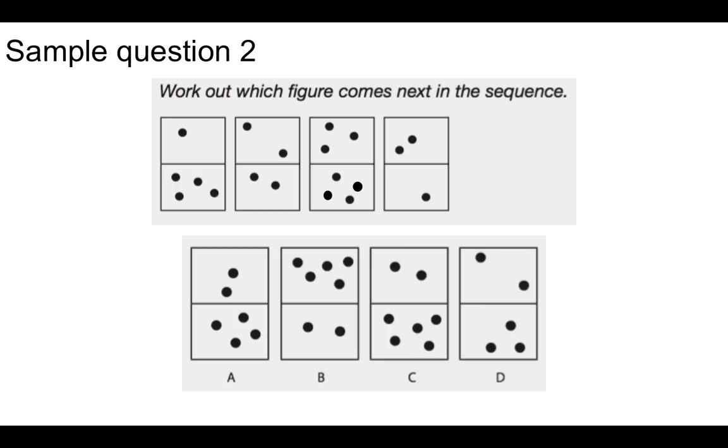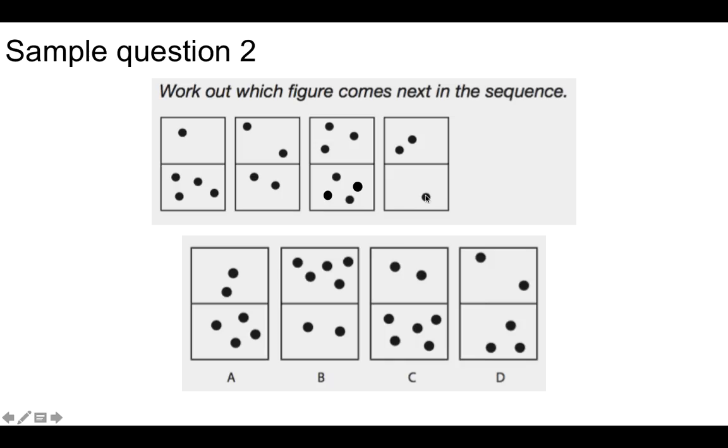Sample question 2, work out which figure comes next in the sequence. So we've got these sort of like domino symbols here at the top. You've got 1, 2, 3, 4, and we need to work out from the sequence below A, B, C and D which one comes next. So what you have to do is to look at the pattern, and the first one would be to look across the top to see if there's a pattern. So we've got 1, 2, 3, 2. That's not really a pattern. We've got there 4, 2, 4, 1. That's not really a pattern.